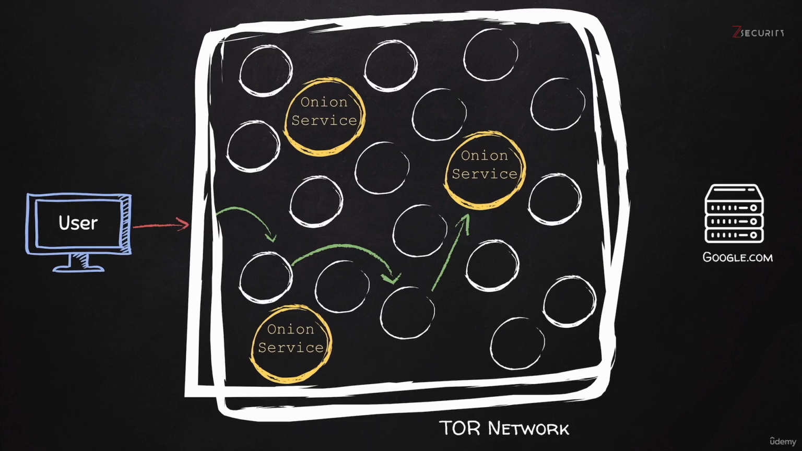Again, all of this is done in order to protect the privacy and anonymity of both the server offering the service and the user. Now, in the next lecture, I'm going to show you how to connect to Tor, how to access a hidden service, and you'll be able to understand this better.